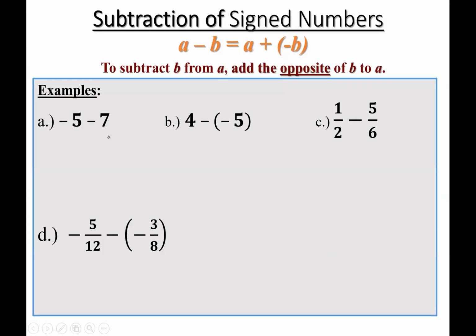Okay, so you can see the rule up here written in orange. It says A minus B equals A plus negative B. The sentence that describes this is: to subtract B from A, add the opposite of B to A. In other words, when you subtract, what you can do is add the opposite. That's the key phrase here, add the opposite. And remember, opposite just means changing the sign.